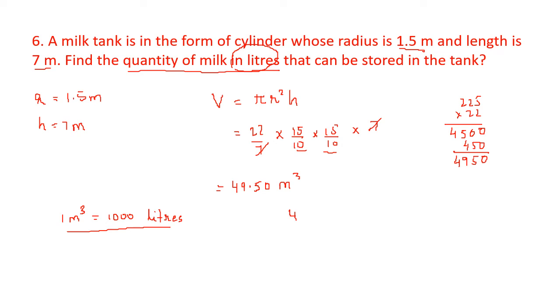So 49.50 into 1000 will give us 4950, then 3 zeros, and 2 after the decimal point, so 2 zeros will cut off. So we get 49,500 liters of milk that can be stored in such a cylindrical tank.